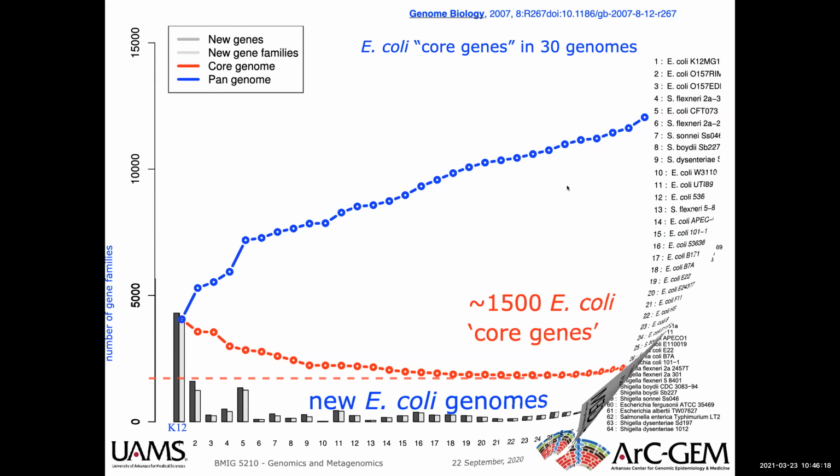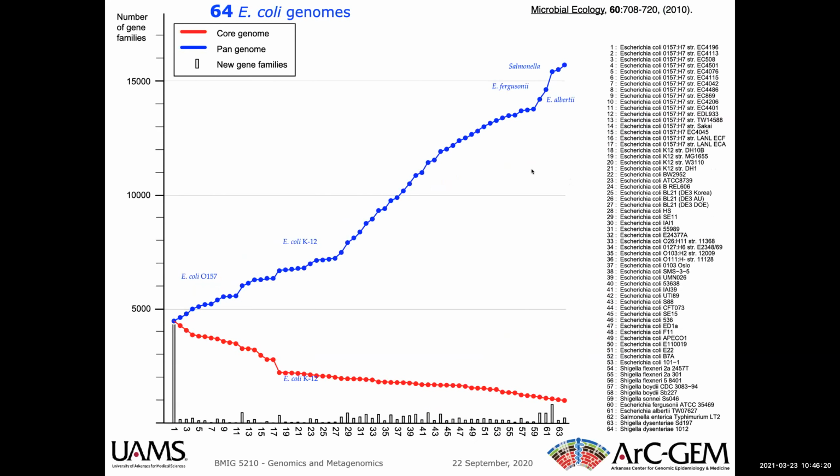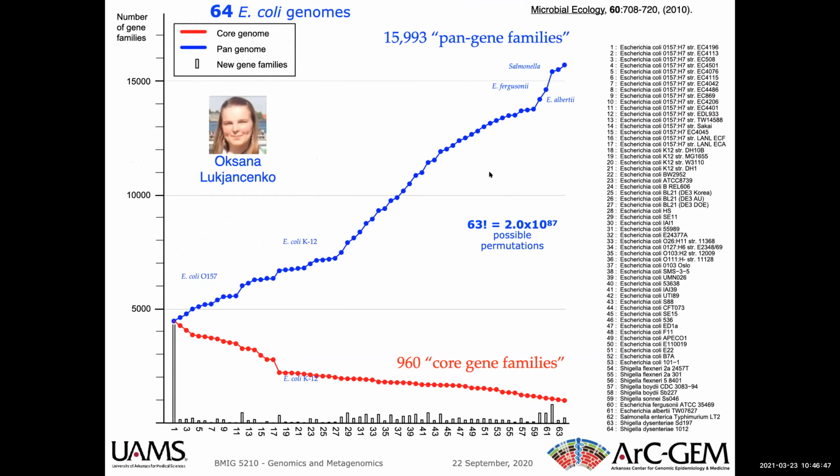Now, a couple of years later, another student, Oksana, did 64 E. coli genomes. We went from 30 to 64. The core now drops to 960, which is getting kind of small. We get a pan of 15,000. And if you look here, this 63 factorial, that's 2 times 10 to the 87. That's a very, very large number. And this is Oksana's work, published in 2010.